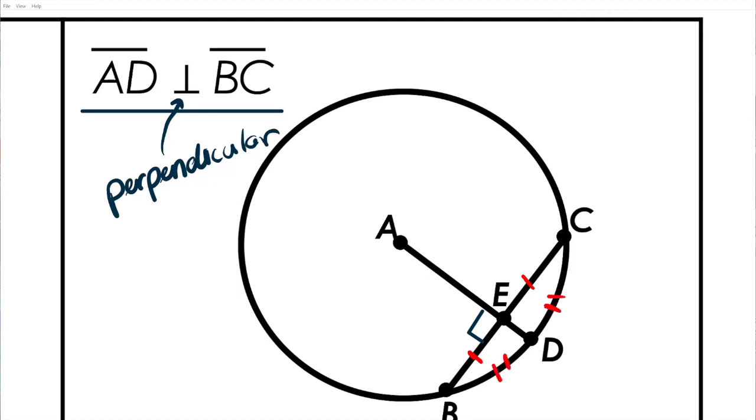Yes, ma'am. It bisects the chord and the arc, correct. What do you mean? Perpendicular means they intersect at 90. Not all lines that are perpendicular are being bisected. But this rule says yes.